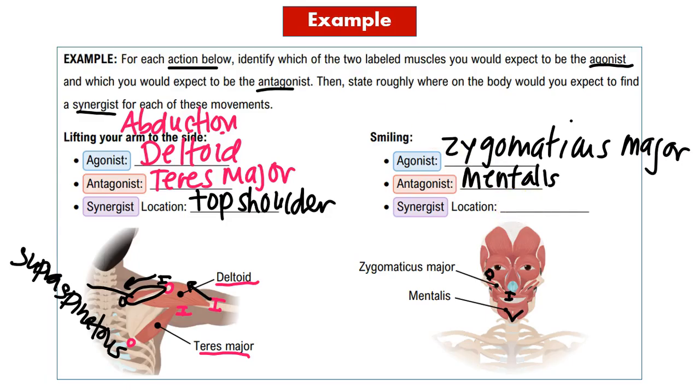So I can just say it is going to be above the lip. Above the lip is probably where I'm going to have some sort of synergist. Right, so just keep that in mind. Hopefully these examples are helping you go along, because again, the goal is to just make sure you can start putting this all together as well.